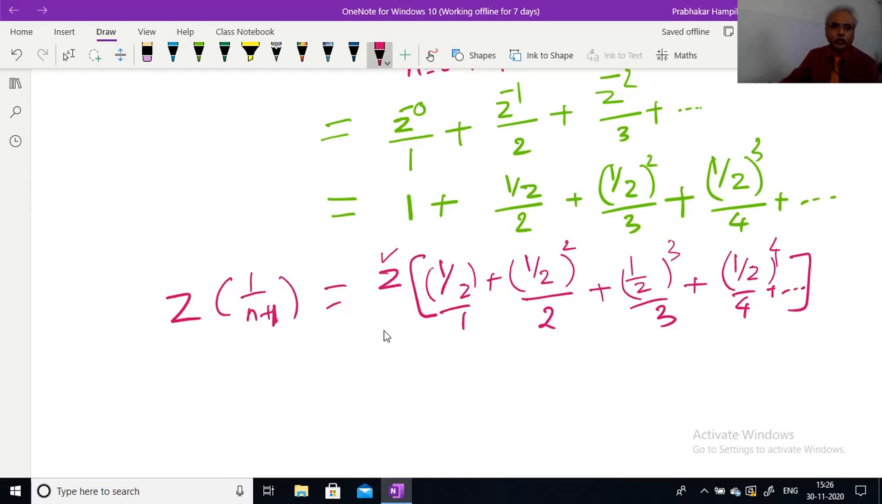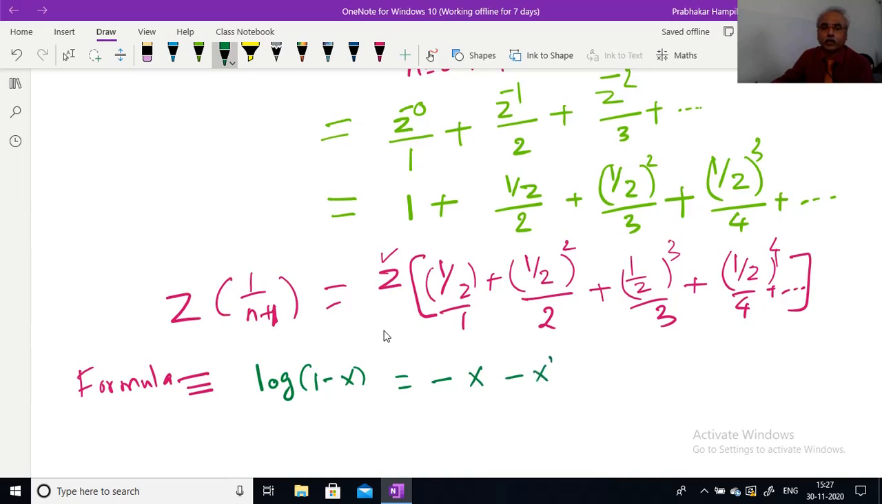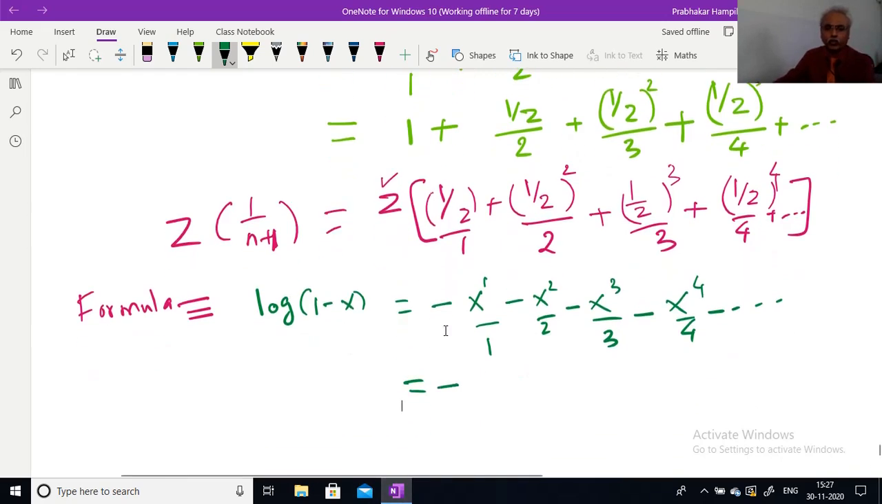Now if I remind you a formula, what is that formula? Log of 1 minus x is minus x minus x square by 2 minus x cube by 3, which means all powers 1, 2, 3 are there, corresponding denominators are there, minus x raised to 4 by 4 and so on. So this is equal to, if you take the minus sign common, minus of x by 1 plus x square by 2 plus x cube by 3 plus up to infinity.